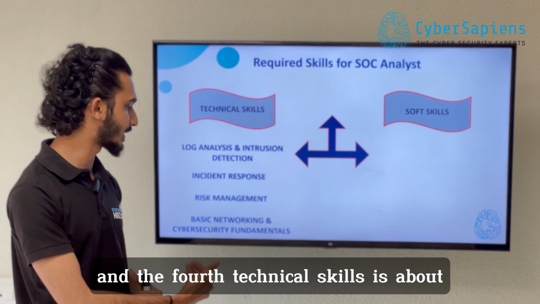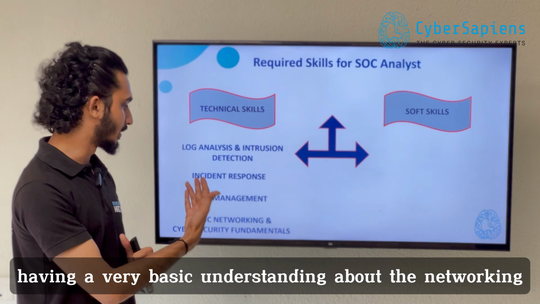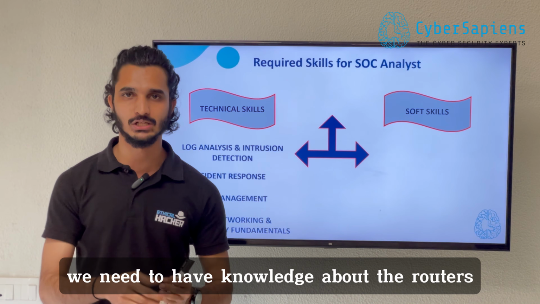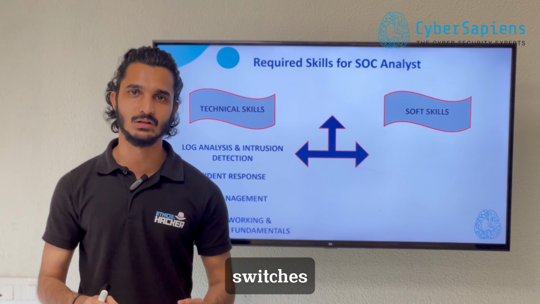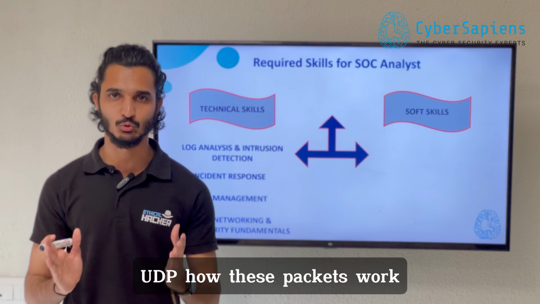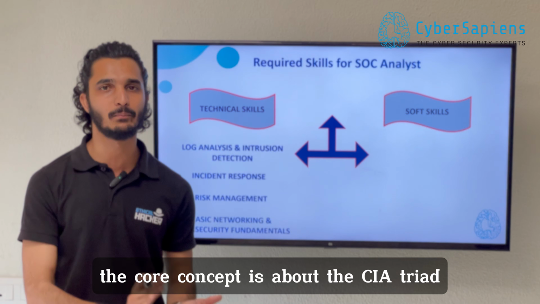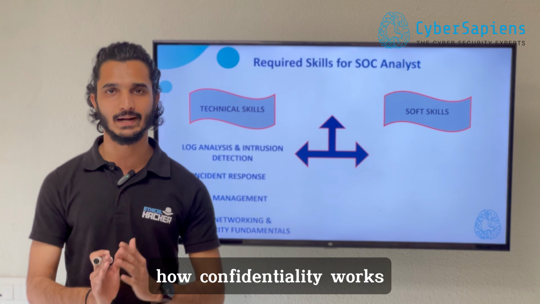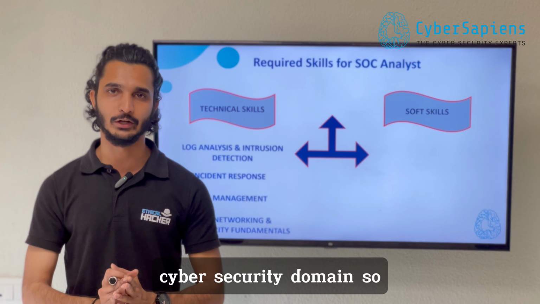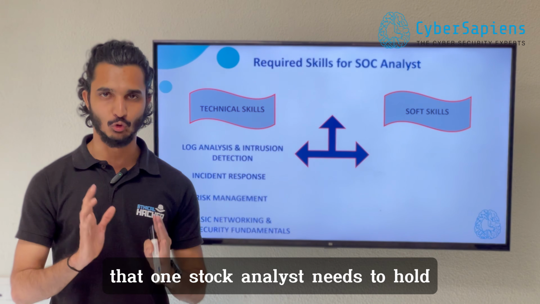And the fourth technical skill is having a very basic understanding of networking as well as cybersecurity fundamentals. Networking, in the sense, we need to have knowledge about routers, switches, and the basic fundamentals of protocols like TCP and UDP, how these packets work. All this knowledge needs to be known. And coming to cybersecurity fundamentals, the core concept is the CIA triad: how confidentiality, integrity, and availability work in the cybersecurity domain. So these were all the technical skills that one SOC analyst needs to hold.